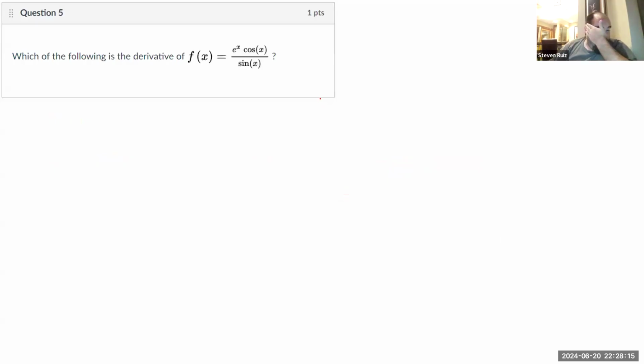So this one's complicated because we're going to have to do the product rule embedded inside the quotient rule. So because of that, let's be careful with the way we set this up. Let's say that f of x is equal to g of x over h of x. So g of x is equal to e to the x times cosine of x, and h of x is equal to sine of x.